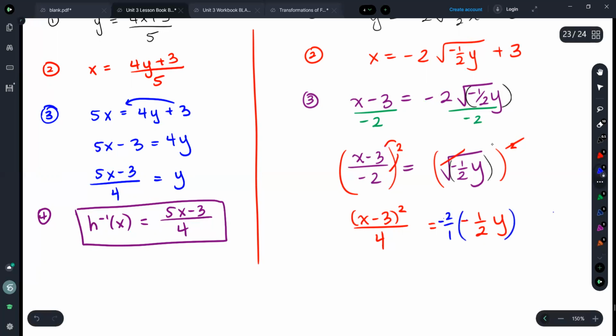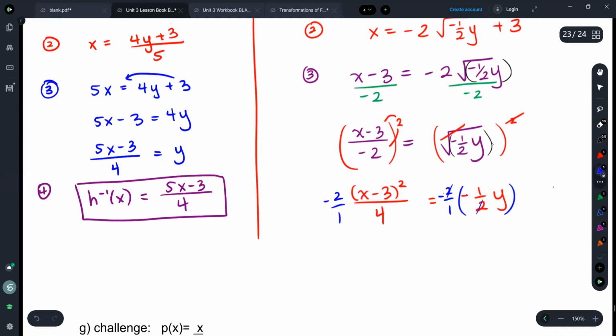And then the negative and negative will cancel, the 2 and 2 will cancel. So I make sure I do that on each side. I basically multiply that in.